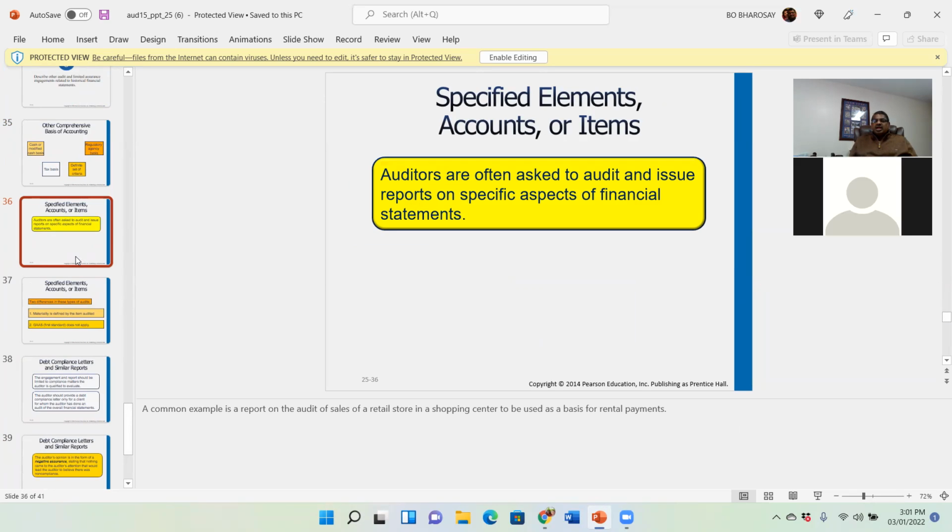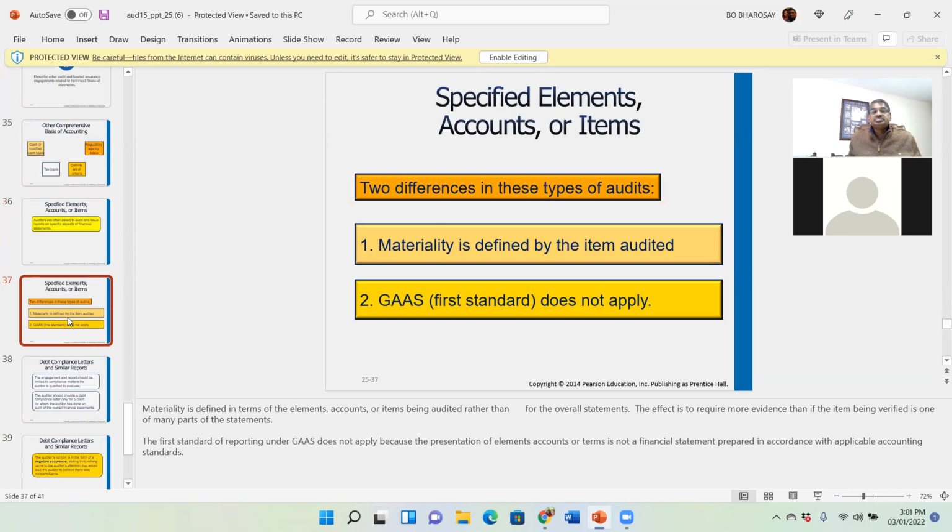Sometimes we are just asked to audit specific elements of the financial statement. For example, LeBron James hires us just to audit revenues derived from LeBron James sneakers by Nike, right? Just a specific element, not the whole financial statement. There are two differences in these types of audit: your materiality is defined only by the item you're auditing, and the GAS standard does not apply.